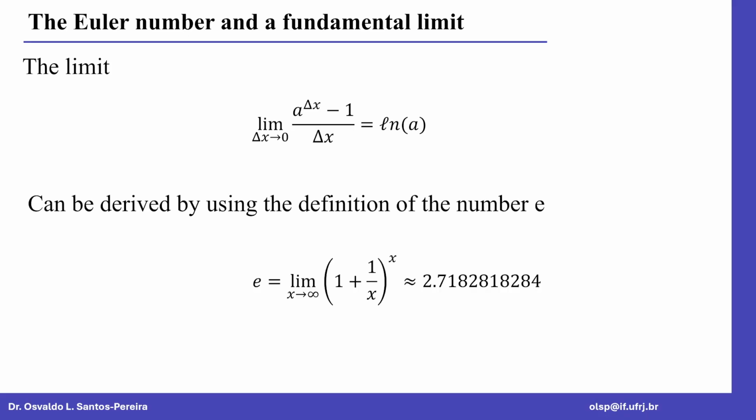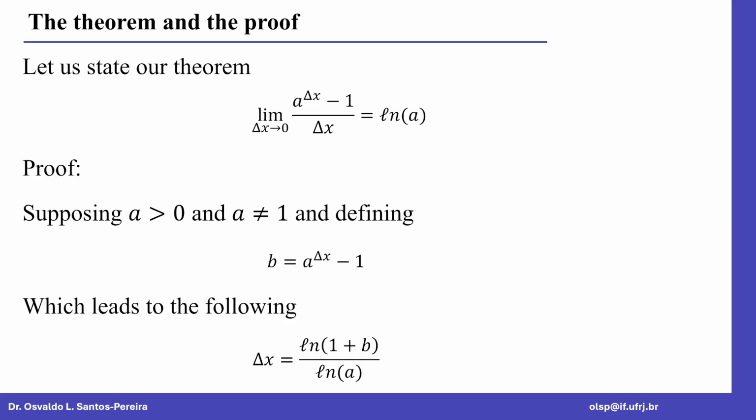e is the famous transcendental number named after the mathematician Leonhard Euler, and it is known as the Euler number. Let us state our theorem. The limit as delta x tends to 0 of the fraction a to the power of delta x minus 1 over delta x is equal to the natural logarithm of a. To begin the proof, we suppose that a is strictly greater than 0 and not equal to unity.